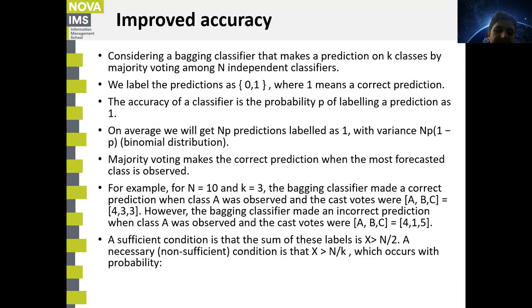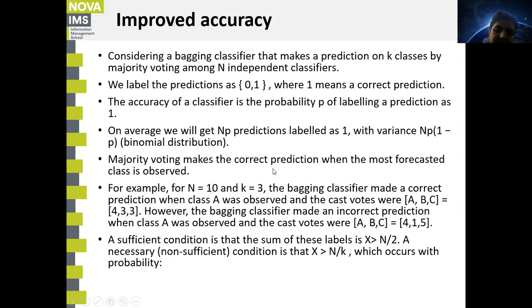Improved accuracy. Considering a bagging classifier that makes a prediction on K classes by majority voting among n independent classifiers, we label a prediction as 0 or 1, where 1 means a correct prediction. The accuracy of a classifier is the probability p of labeling a prediction as 1. On average, we will get n multiplied by p predictions labeled as 1, with a variance of n multiplied by p multiplied by 1 minus p, which follows a binomial distribution.